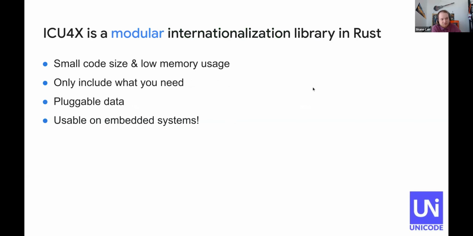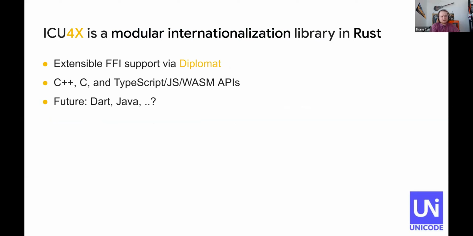Modular means that we have small code size as well as low memory usage. We're built around the idea that you should only include what you need. We also are built around the idea that you have pluggable data and dynamic data loading. And this makes it all usable on embedded systems. The 4X part means that we have extensible support via Diplomat, via FFI, which stands for Foreign Function Interface. It means that we can interface into ICU4X from many different languages, including C, C++, TypeScript, JavaScript, and we're working on Dart, Java, and more.